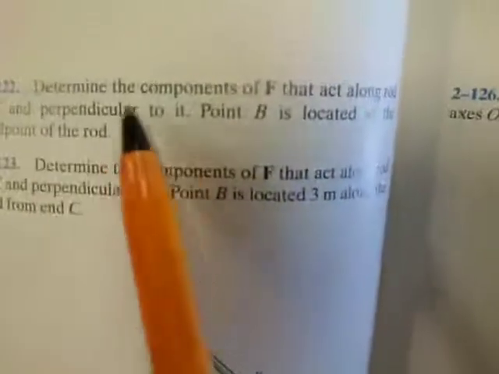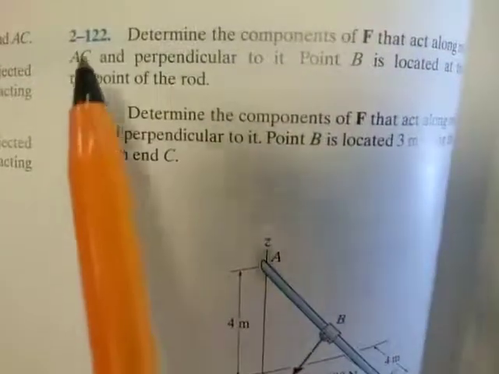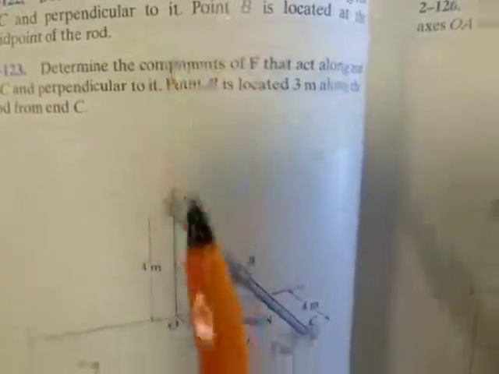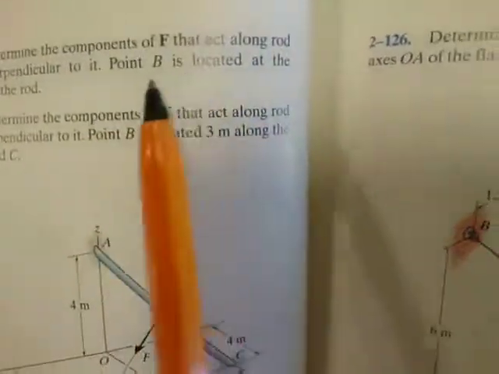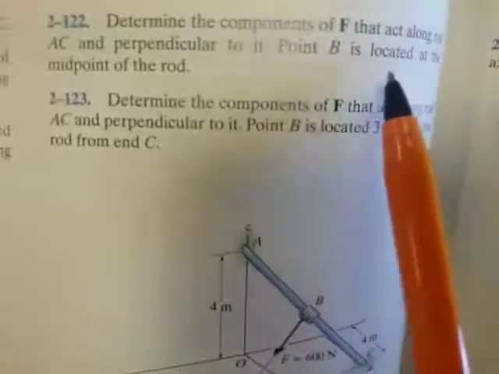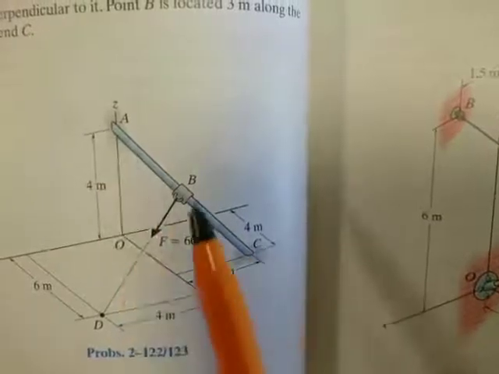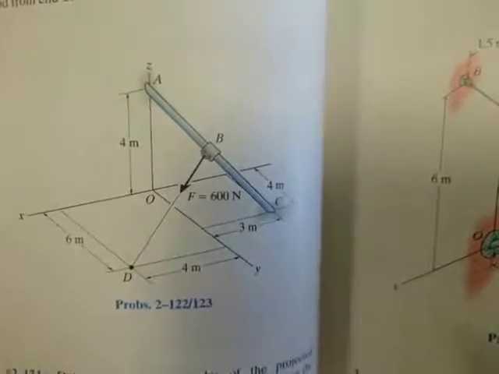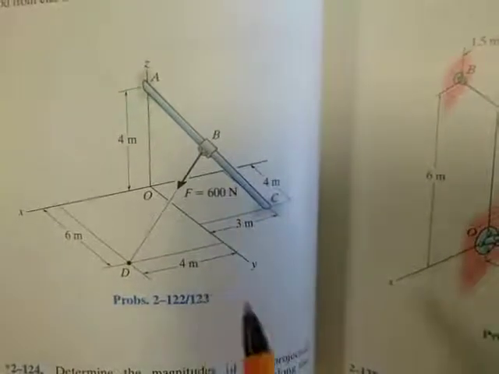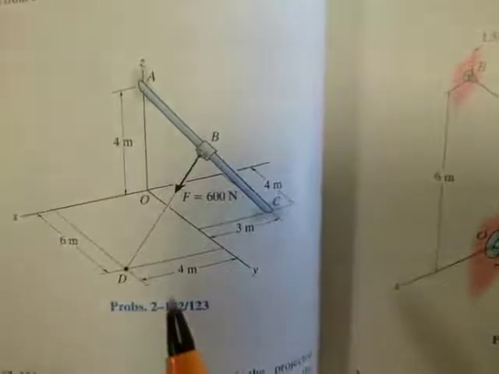Okay. Determine the components of F that act along rod AC and perpendicular to it. So what are the components of this force that act along the rod and also perpendicular to the rod? Point B, this is important, point B is located at the midpoint of the rod. So however long this rod is, B is located at the midpoint. Okay, so I've done a bit of a drawing of it, which we'll look at now, but maybe get your textbook out or try to make a drawing of this figure as well.